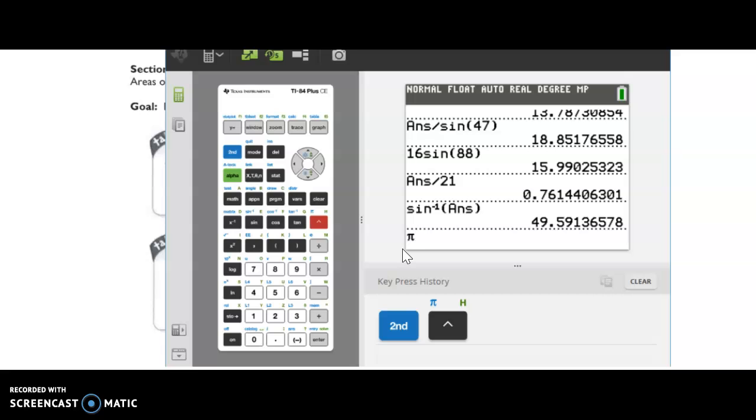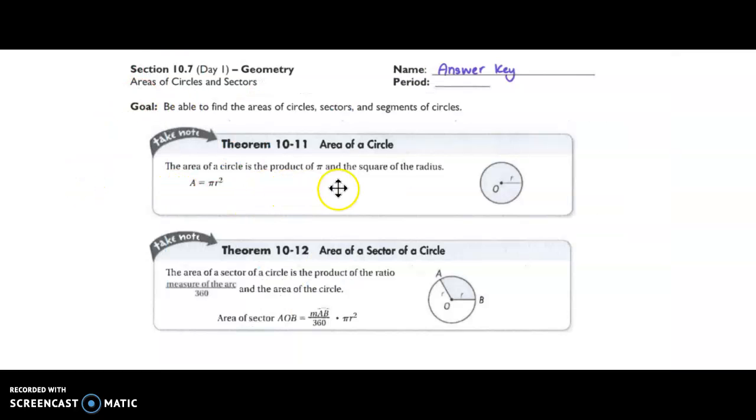So in the past, your teachers might have said to use 3.14 maybe. We are not going to do that, all right? So in your directions, if it says to round, then you're going to use pi, all right? So pi r squared.